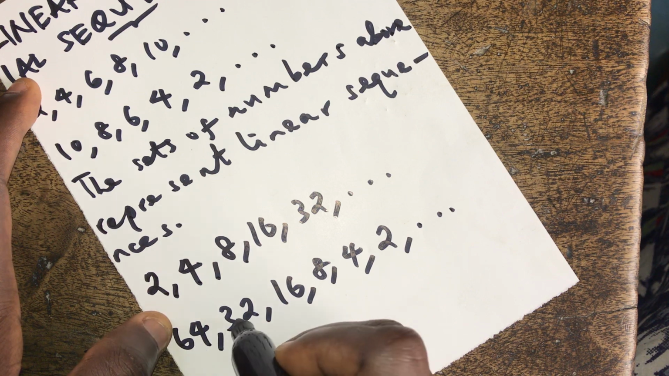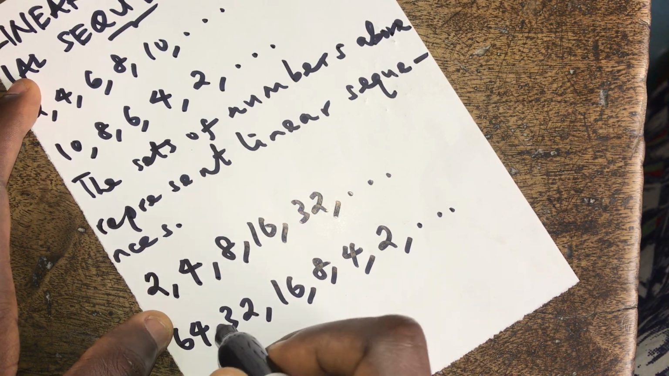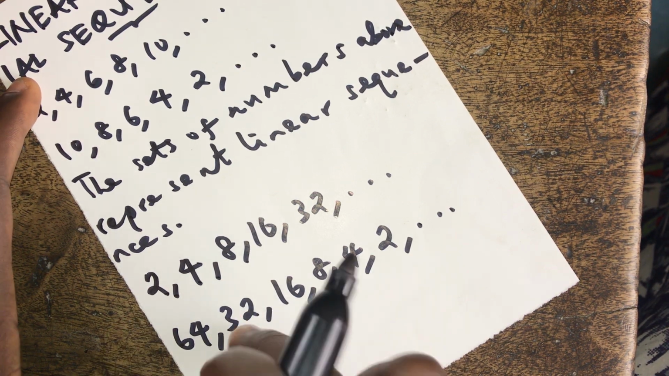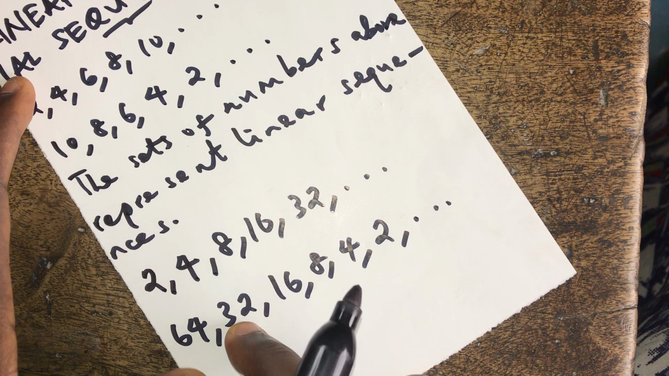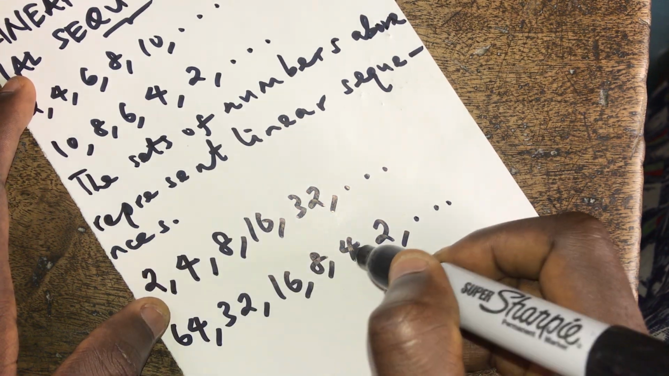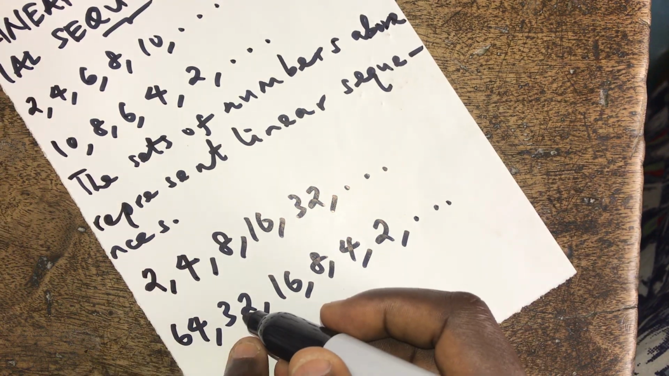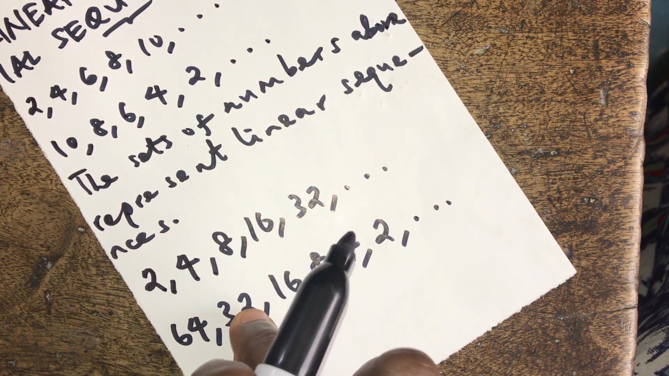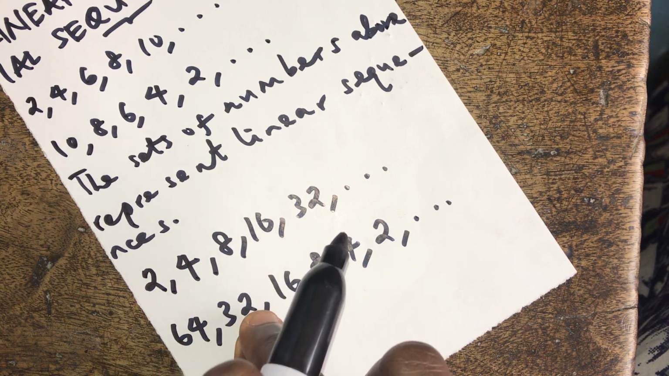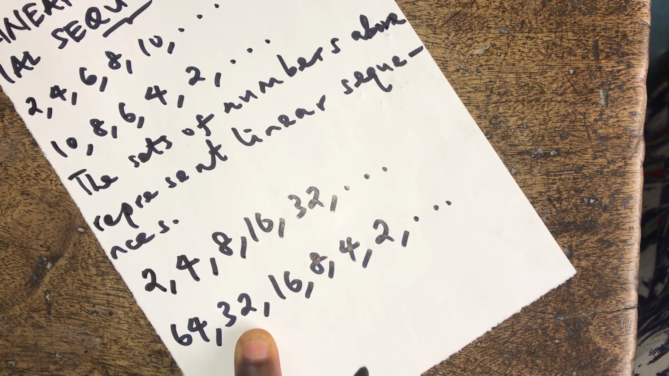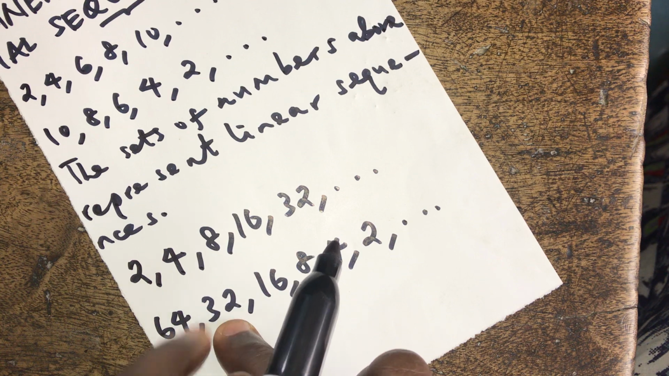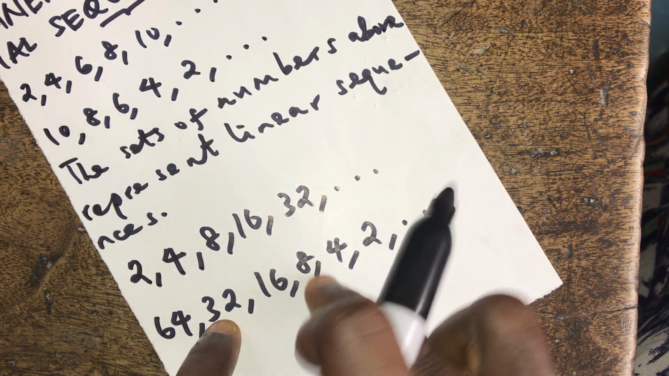starting from the second, we are dividing the number before it by a particular number to get this number. So 64 divided by 2, 32, 32 divided by 2, 16, 16 divided by 2, 8, 8 divided by 2, 4, and so on. So you see that if you start from the second, the number before the number we are talking about is divided by a particular number to get the number we want. So to get this, which is 32, I'll divide the one before it, which is 64, by 2. And to get this, I'll divide 32 by 2, and so on.